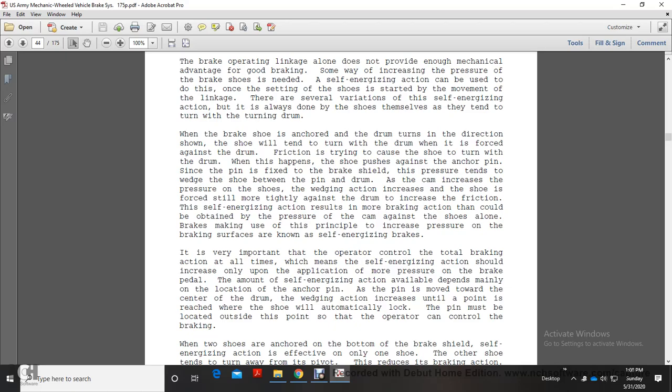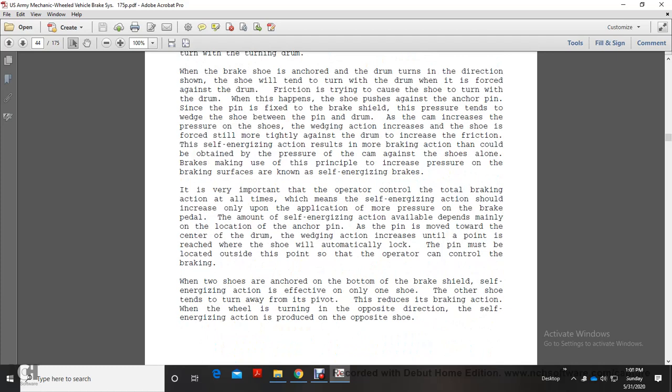Self-energizing action results in more braking action than could be attained by the pressure of the cam against the shoe alone. Brakes that use this principle to increase the pressure are known as self-energizing brakes. It is very important that the operator control the total braking action at all times, which means that self-energizing action should increase only upon the application of more pressure on the brake pedal.